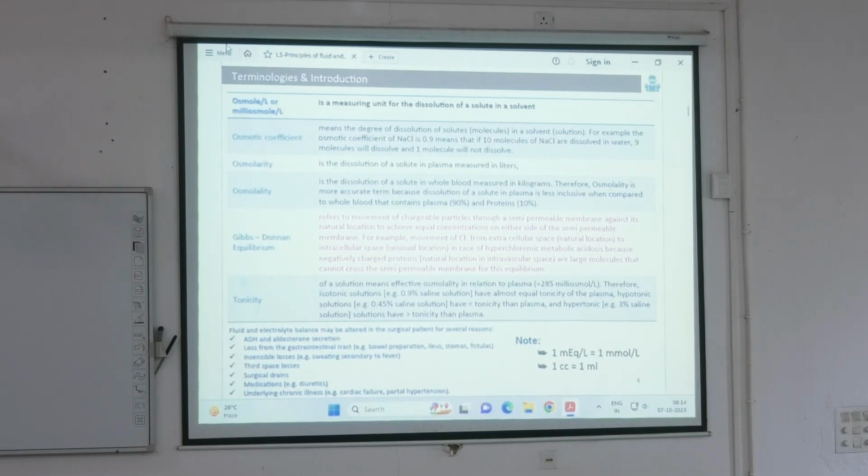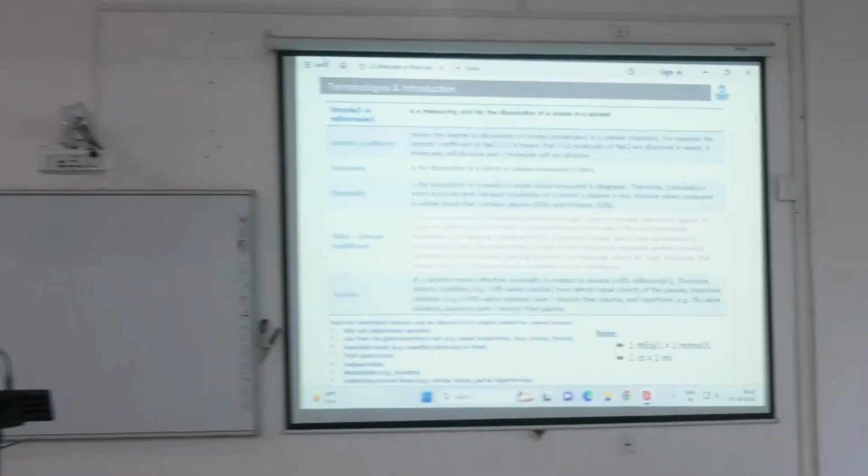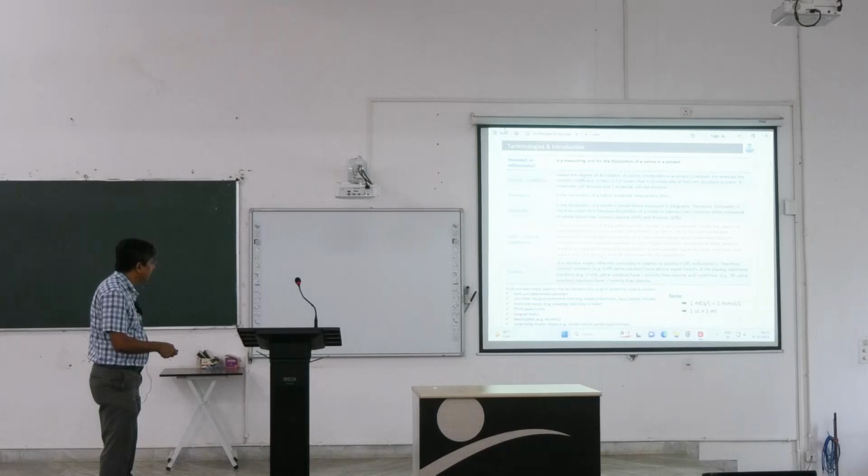Now surgical patients, why have fluid and electrolytes changed? Because normally in surgery some ADH and aldosterone get secreted. They will be lost from the GI tract. If I prepare the bowel, they will have diarrhea. There will be some ileus, there will be some third space loss. Maybe I will make a stoma, okay. Maybe there is some enteric fistula. So these are the avenues from which fluid can get lost.